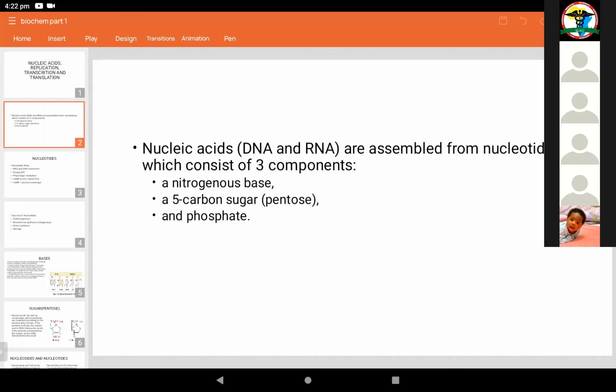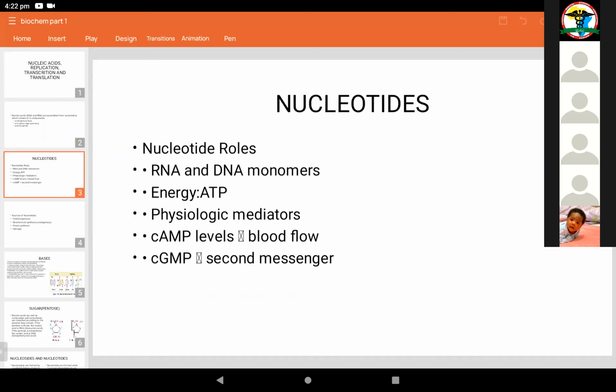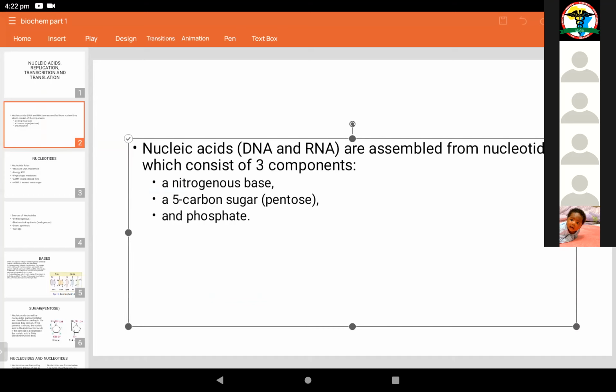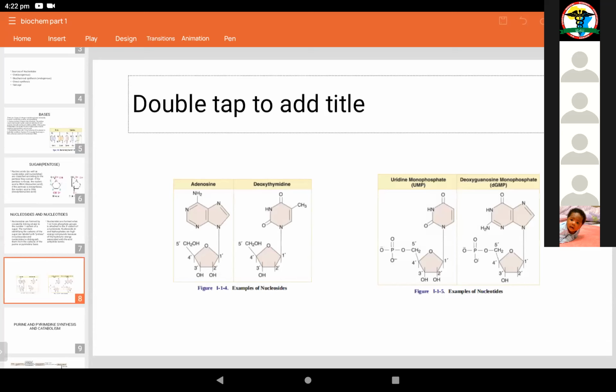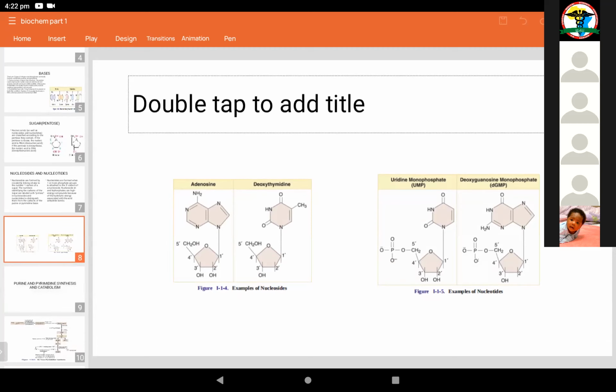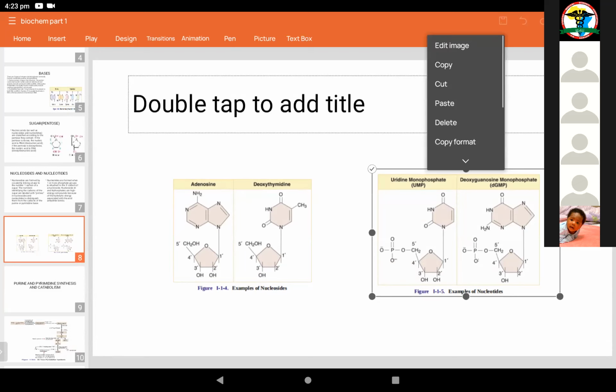A nucleotide is a building block of three components: a sugar, a nitrogenous base, and a phosphate group. That is a nucleotide. This is the sugar. I can't write on this. A nucleotide is made up of a sugar, a base, and a phosphate group. The difference between a nucleotide and a nucleoside is the addition of the phosphate group that you guys have heard.